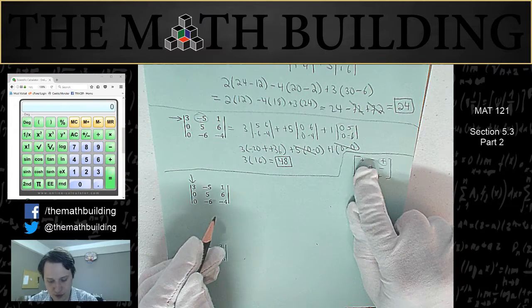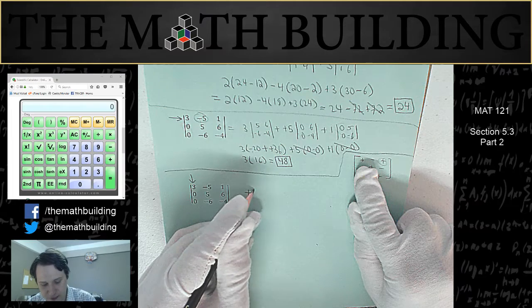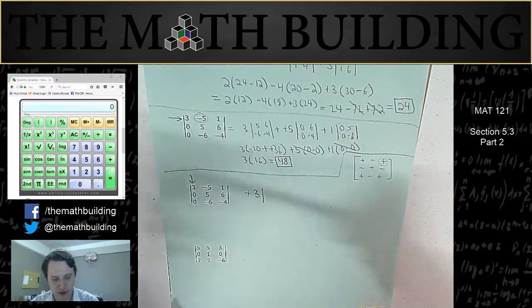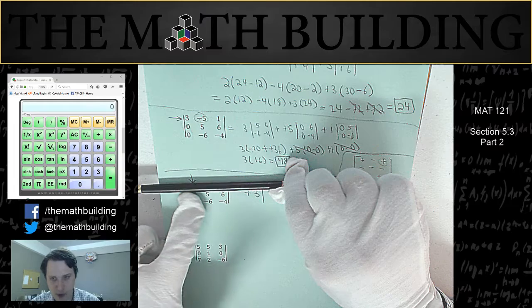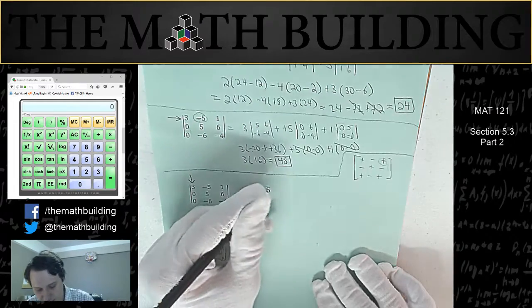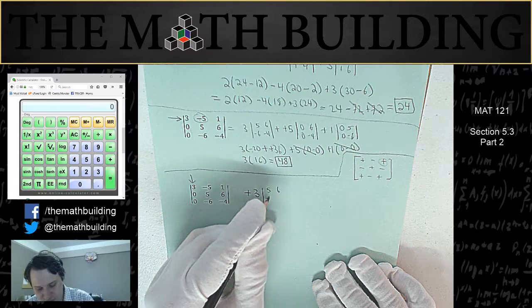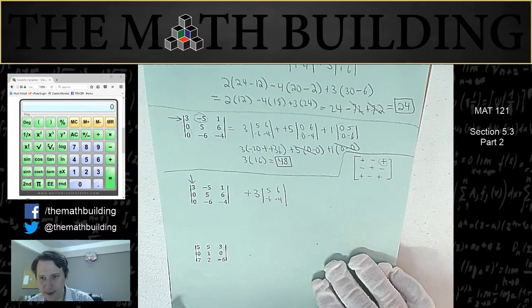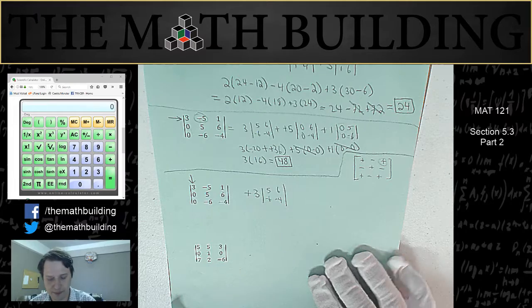Again, we're starting at the positive, so it'll be plus 3 times the determinant of, ignore the top row and ignore the first column. So 5, 6, negative 6, negative 4. Okay, that's kind of the same as last time.